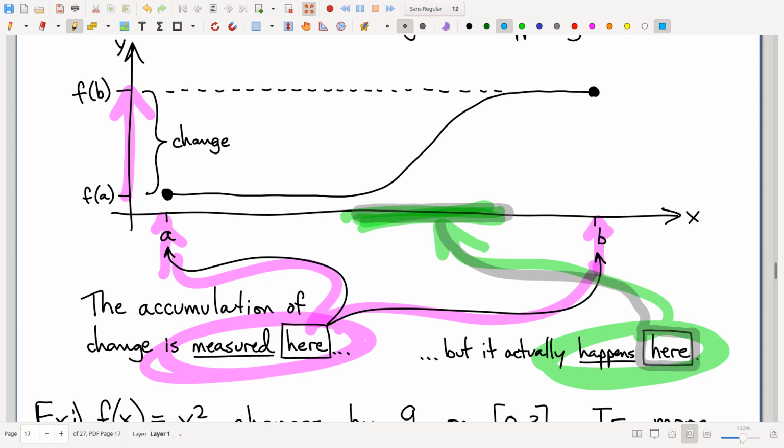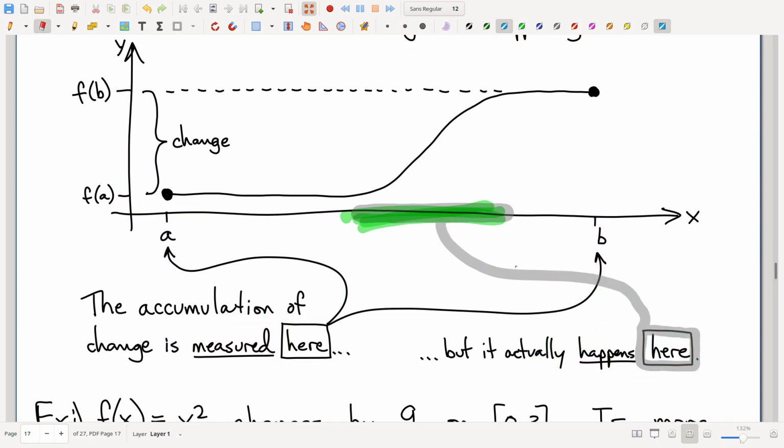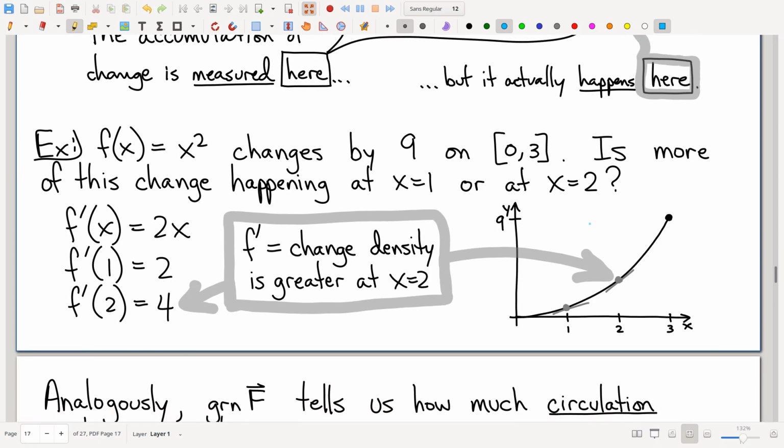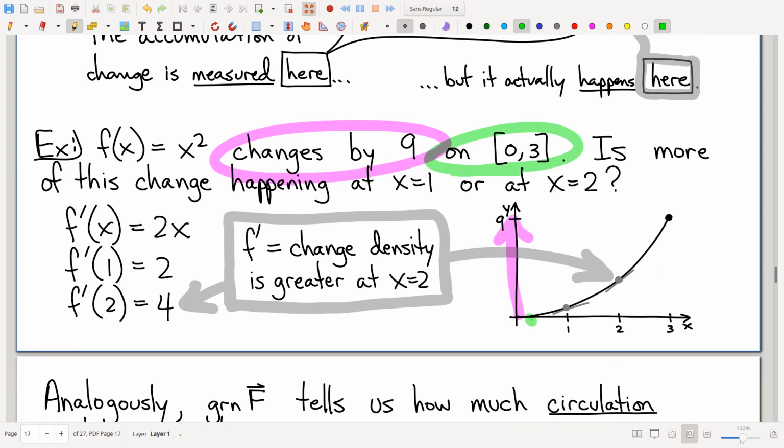Now we can throw some numbers on this. See here, come down to this bit here. So we've got a function. There's a certain total amount of change that happens on this function over this interval from 0 to 3. Easy arithmetic, of course. And now I'm going to ask a ridiculous question. Is more of that change happening at x equals 1 or at x equals 2? Which of these points in the domain is more of that change actually happening? And again, super easy question, right? Silly question even. Just look at the picture.